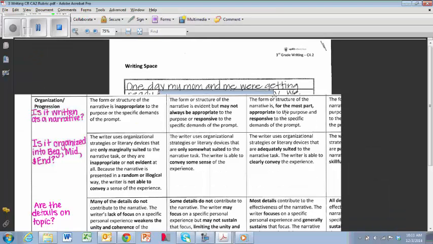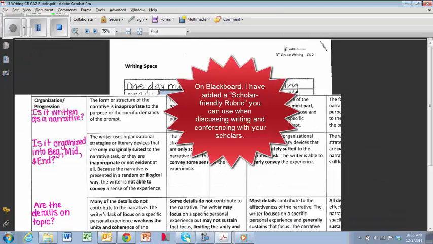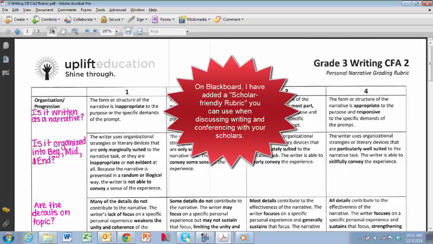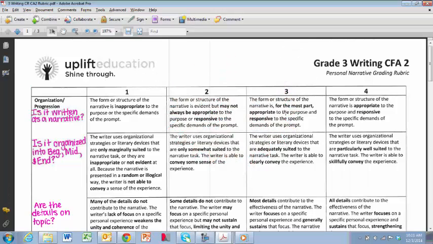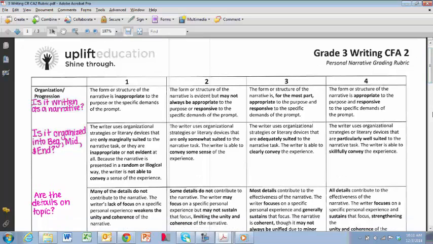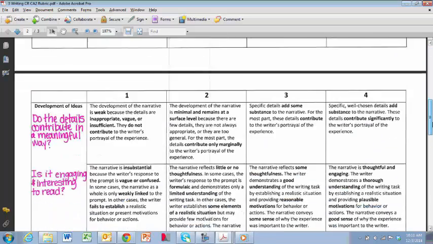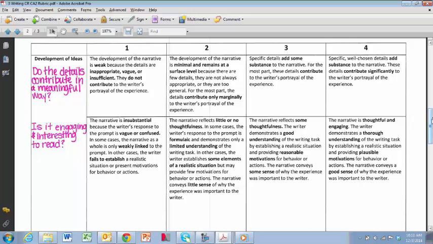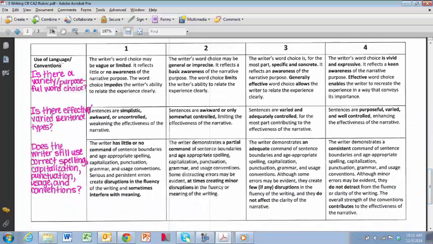The rubric that you see here is the TA writing rubric for the fourth grade writing STAAR. I think it's important that we start introducing some of the same terminology to our third graders since in one semester they will be held to the same standard for their writing rubric. The writing rubric is divided into three parts. The first one is organization and progression. The second part is development of ideas. And then the third part is use of language and conventions.